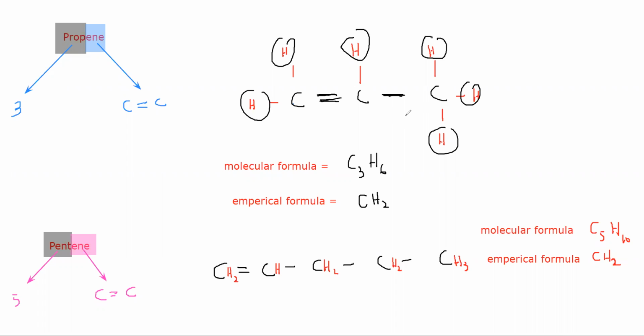So this is a structure of pentene. You can see here that when I got the empirical formula for propene, it was CH2. When I find the empirical formula of pentene, it was also CH2. So all alkenes have the same empirical formula. All alkenes, not alkane. Alkene, E-N-E. You can take any alkene, you will get the same answer for empirical formula, because in alkenes the number of hydrogens is twice the number of carbons.